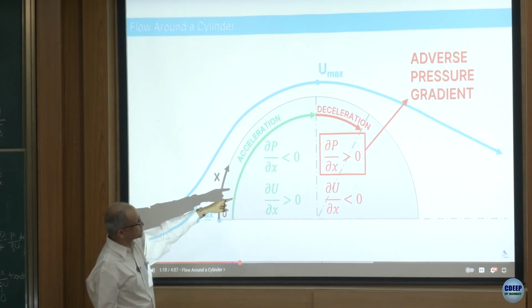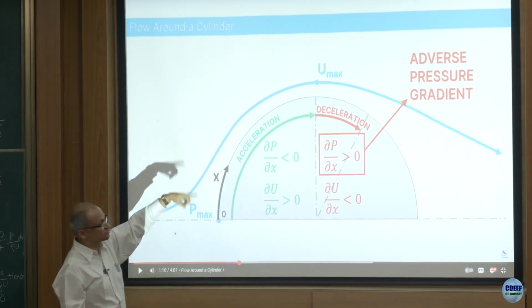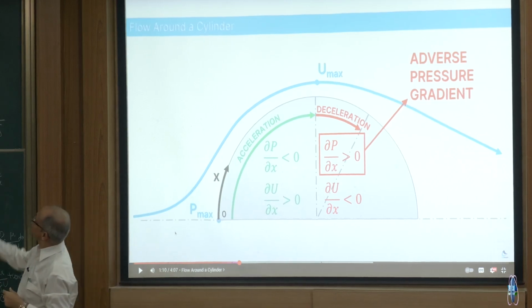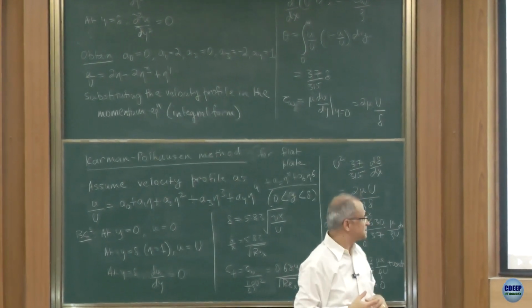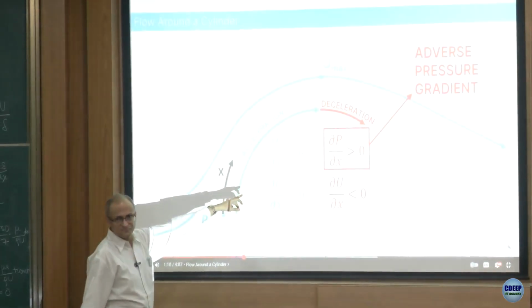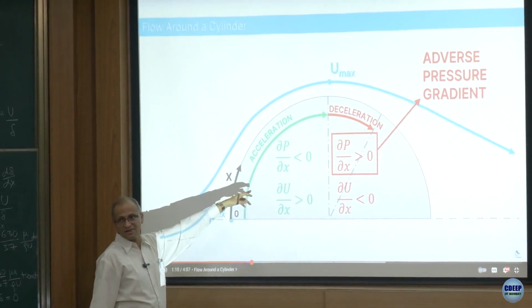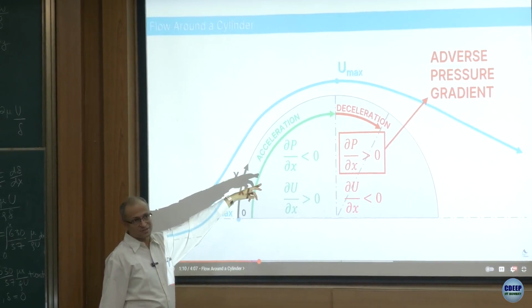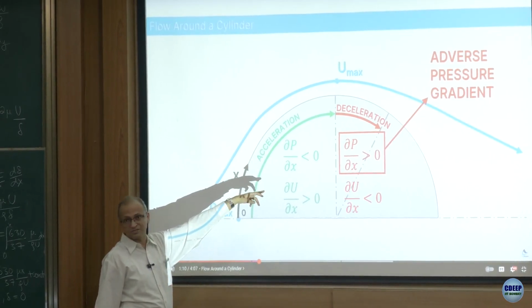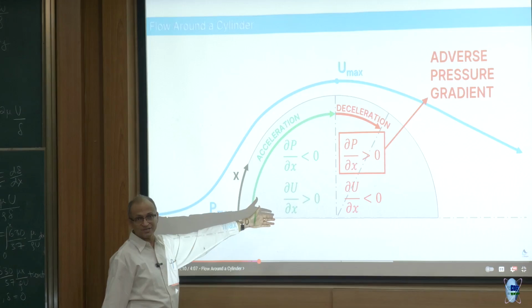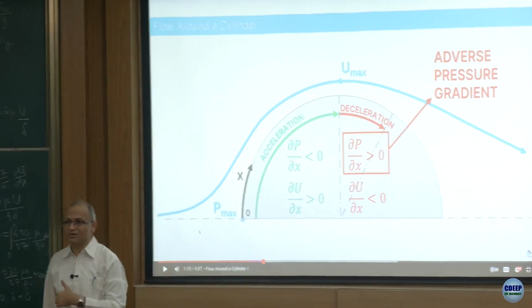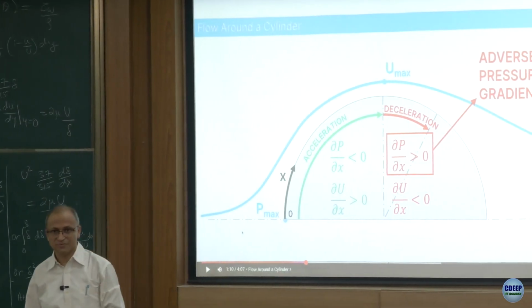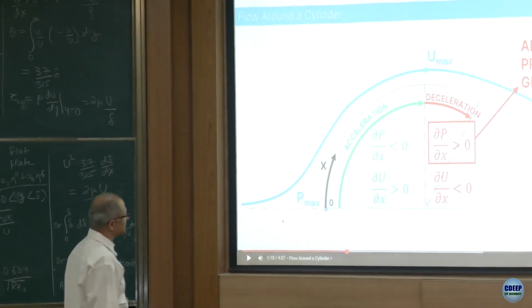Now, if dou u dou x is greater than 0, we have already seen from Bernoulli, in an equation which was written and has now been removed, that dp dx is less than 0. It's just p by rho plus u square by 2 is equal to constant. So if dou u dou x is greater than 0, then it will lead to dou p dou x being negative. That's where it is coming from.